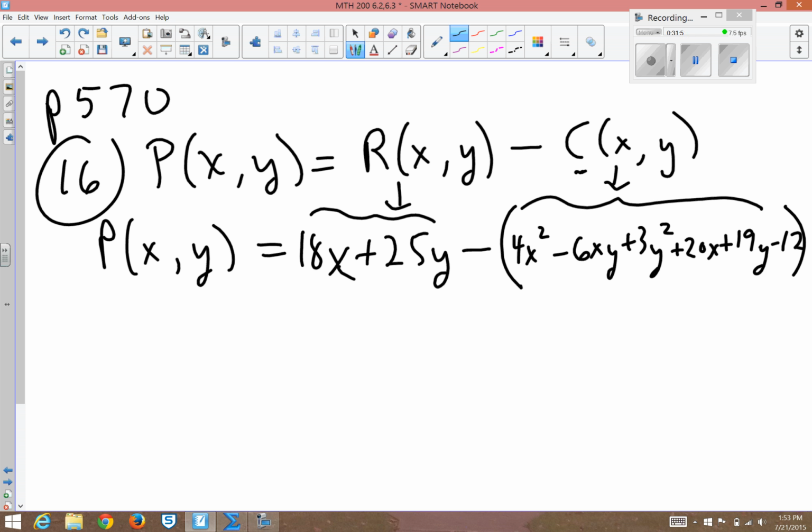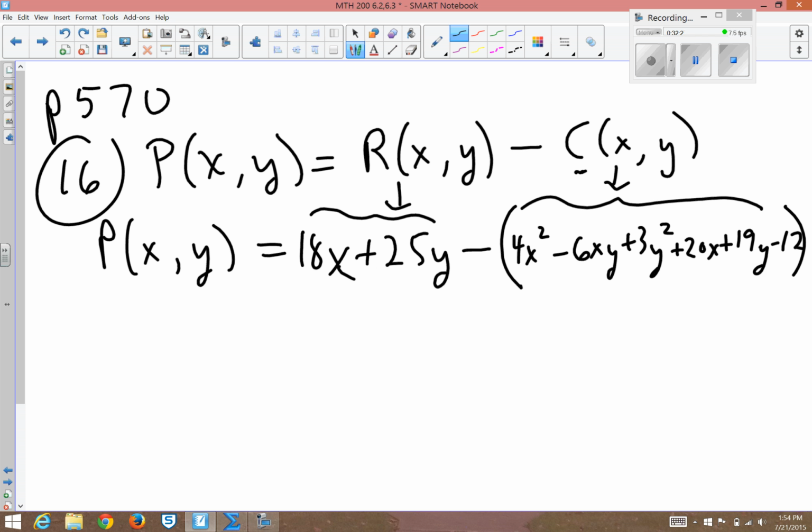So the problem says a concert promoter produces two kinds of souvenir shirt. One sells for $18 and the other for $25. So that's where the revenue came from. X shirts at $18 a shirt, Y shirts at $25 a shirt. Actually, X and Y are in thousands. X thousand shirts at $18 a shirt, Y thousand shirts at $25 a shirt.